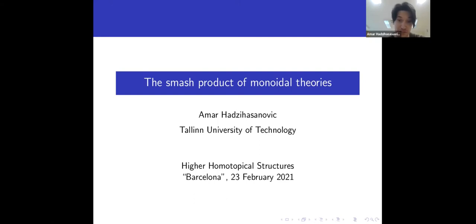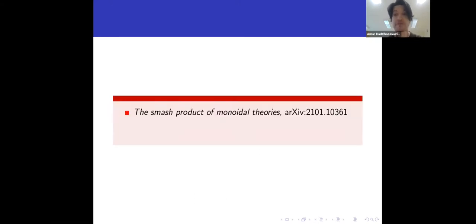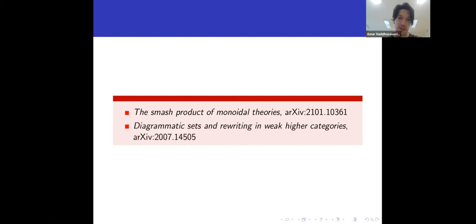So first of all, I'll give you some references. Mainly I'm going to be talking about the content of this recent paper that I put in the archive just last month. And the title is the same as the title of the talk. But the technical groundwork is mostly in this other paper from a few months ago, diagrammatic sets and rewriting in weak categories. That's also in the archive. Some of the results that I'm going to state are also really in that paper, not in the new one.